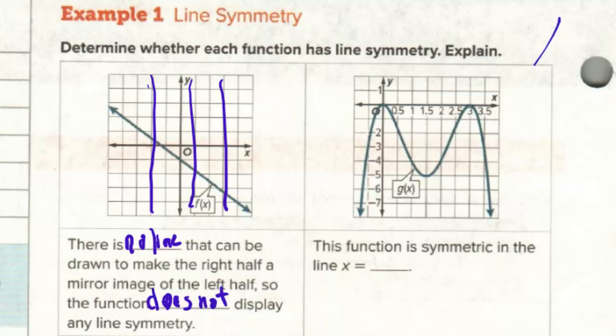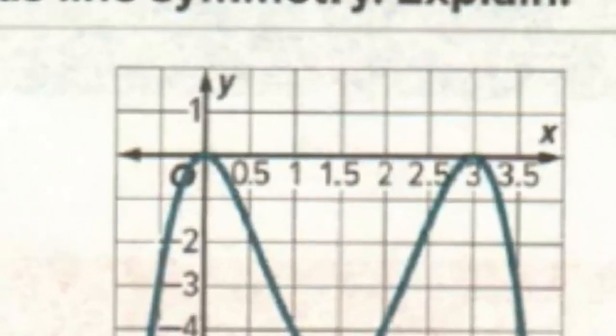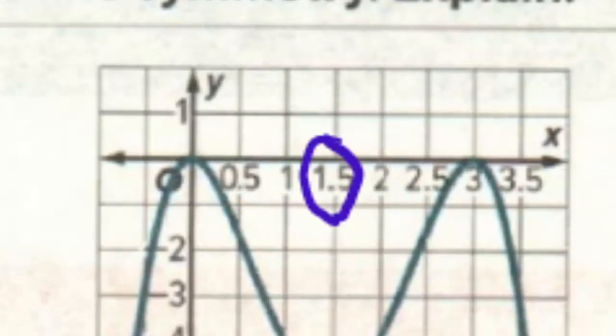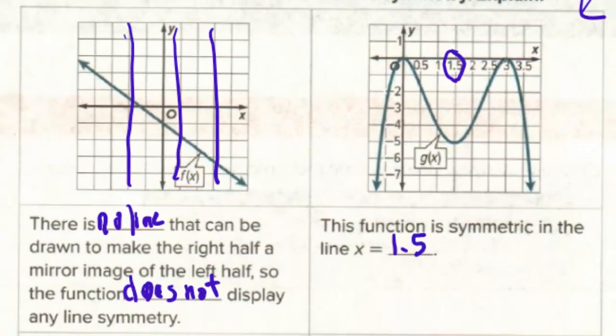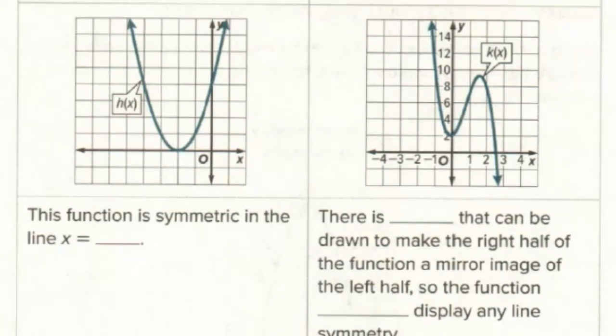The one over here on the right, though, it looks like if I draw a line right here, the left and right hand side are mirror images of each other. So the function is symmetric in the line of x equals. If you look at that a little bit closer, that's 1.5 there. So x equals 1.5.